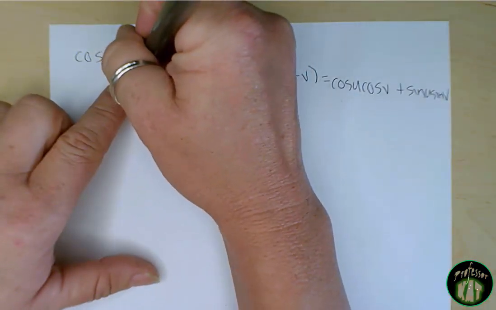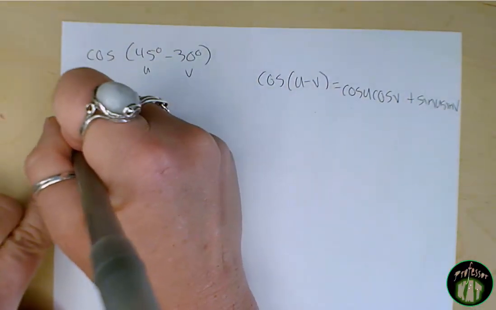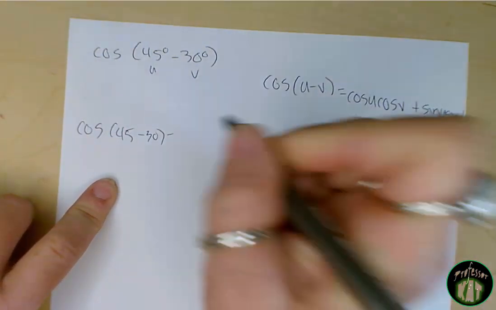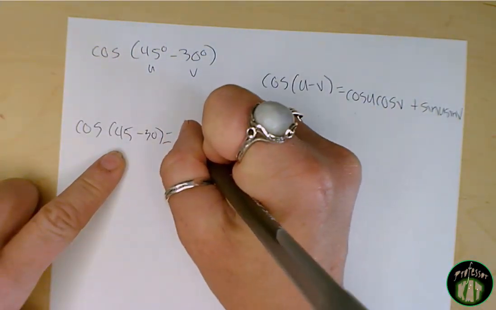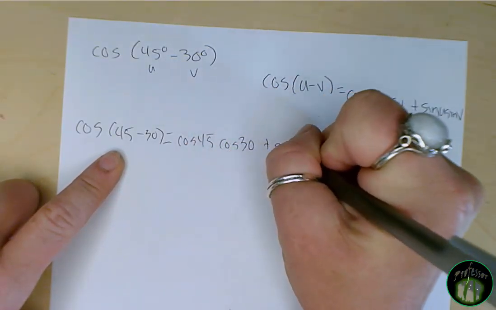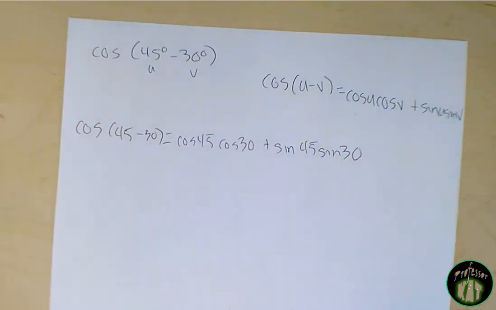So that means 45 is going to be our u, and 30 is going to be our v. When we plug this in, cosine of 45 minus 30 is going to look like cosine of 45 times cosine of 30, plus sine of 45 times sine of 30.